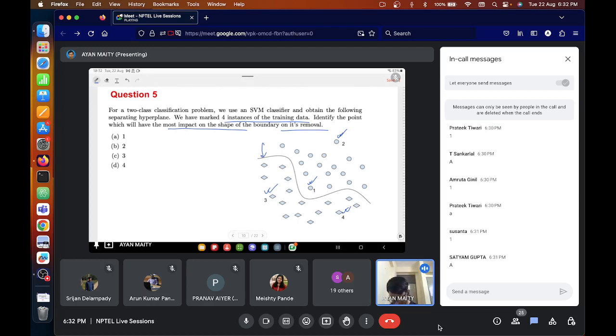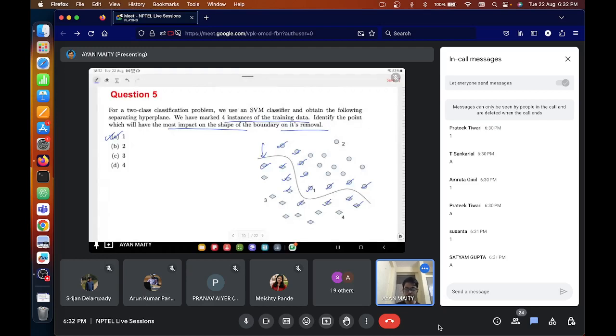Correct answer is option A. From this figure we can identify that these are the points which are support vector points. These are very close to the decision boundary, so these points can be guessed as the support vector points.